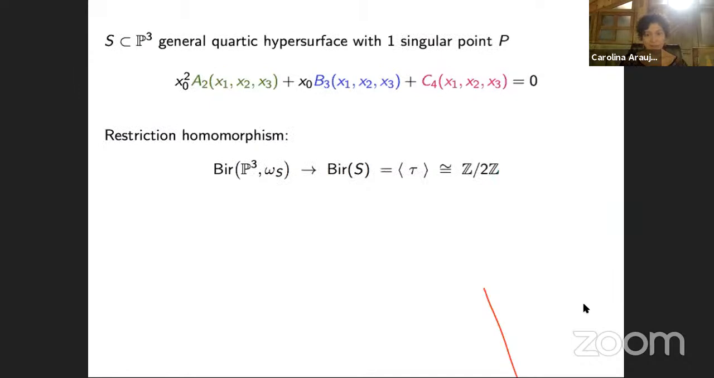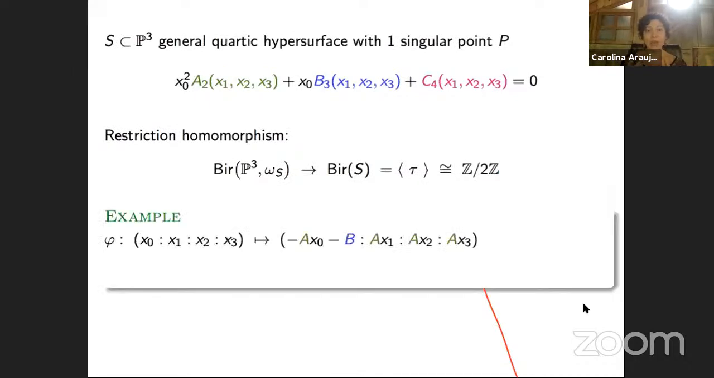And so we have this restriction homomorphism, and in fact, we can produce explicitly a volume preserving Cremona transformation that induces the tau. You can check that this is a birational involution of P3 that preserves the hypersurface and induces the involution tau on S.